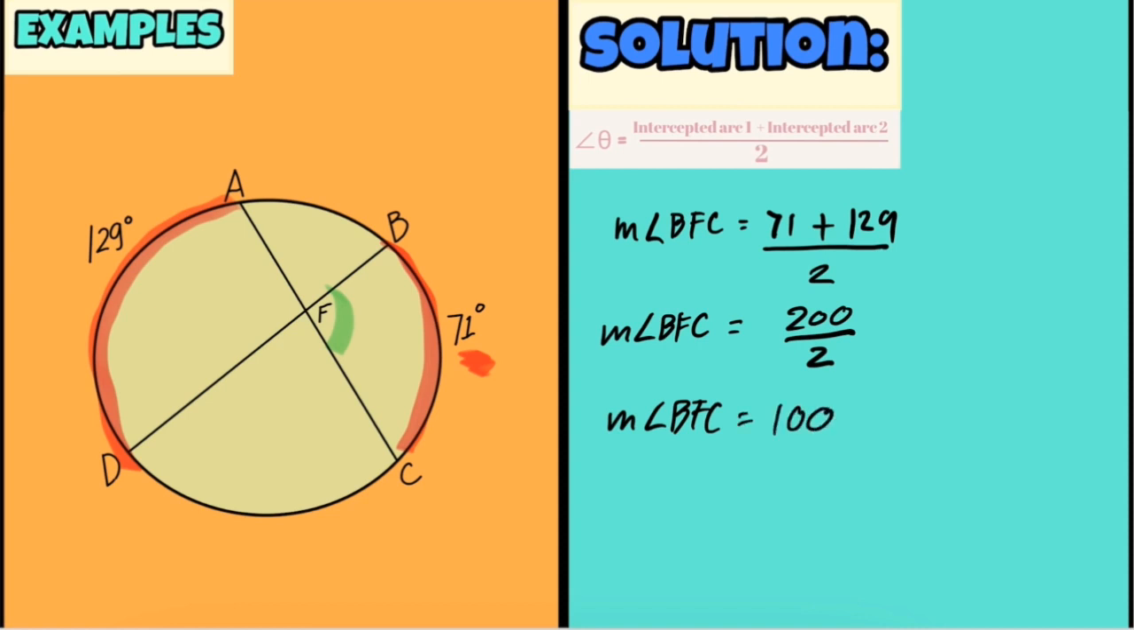And again, you're just looking for BFC, but if you want to look for the rest, you can apply the skills we have acquired earlier. Since BFC is 100 degrees, AFD is also 100 degrees. And just like earlier, 180 minus 100, you will get here 80 degrees. By the vertical angles theorem, this will also be 80 degrees. And if you add all these four measurements, you will get 360.